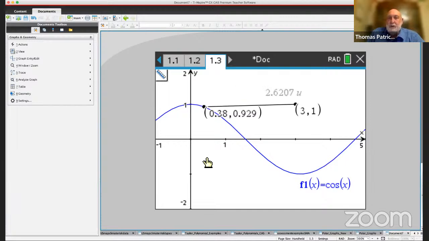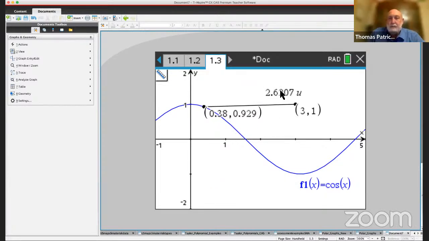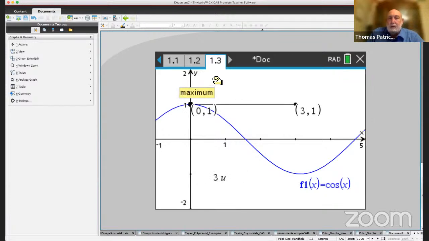Very cool. Let me put that length down here where we can see it. And just for a reality check, let me move my point back over to the y-intercept on my graph. Now that's really the maximum on the cosine curve. From the point (0, 1) to (3, 1), the distance should be 3 units. That makes sense. Yep.